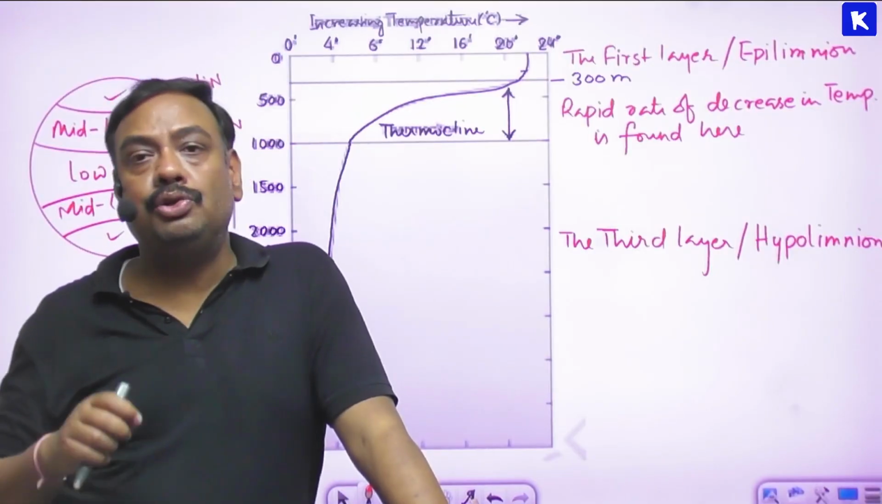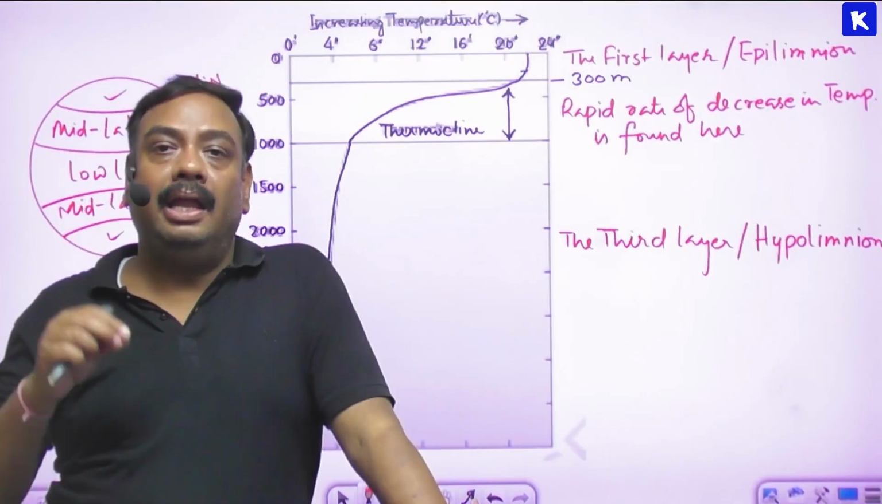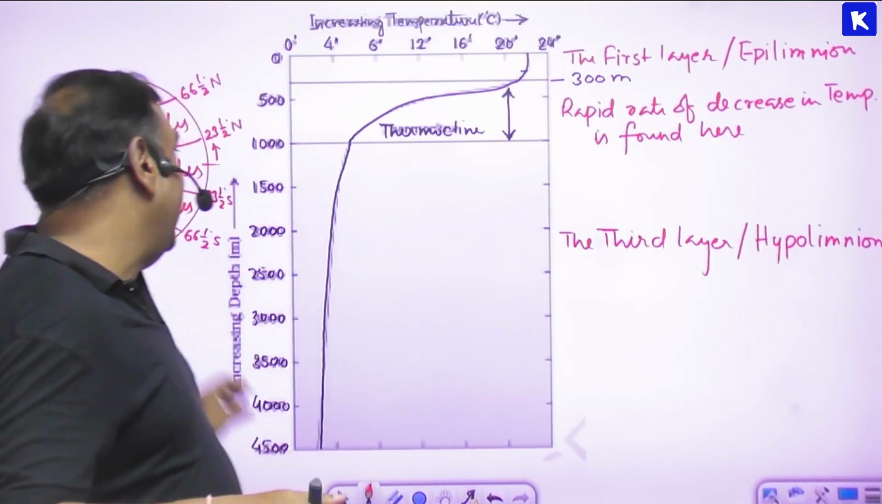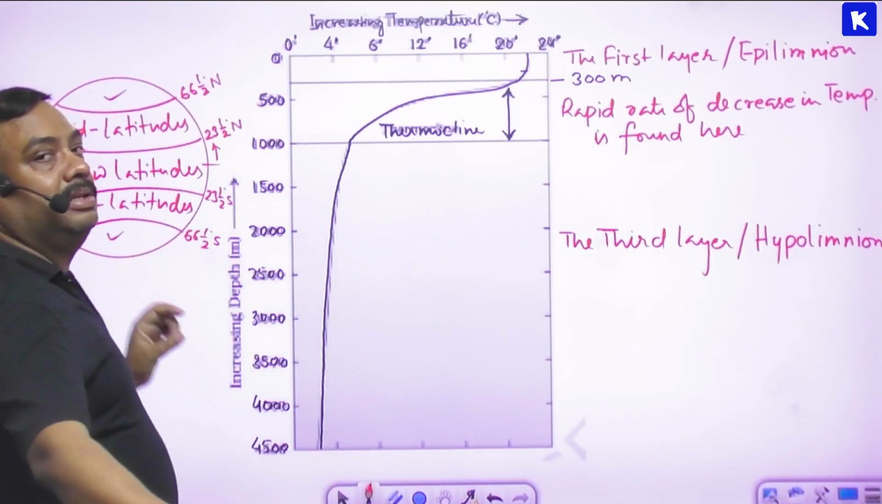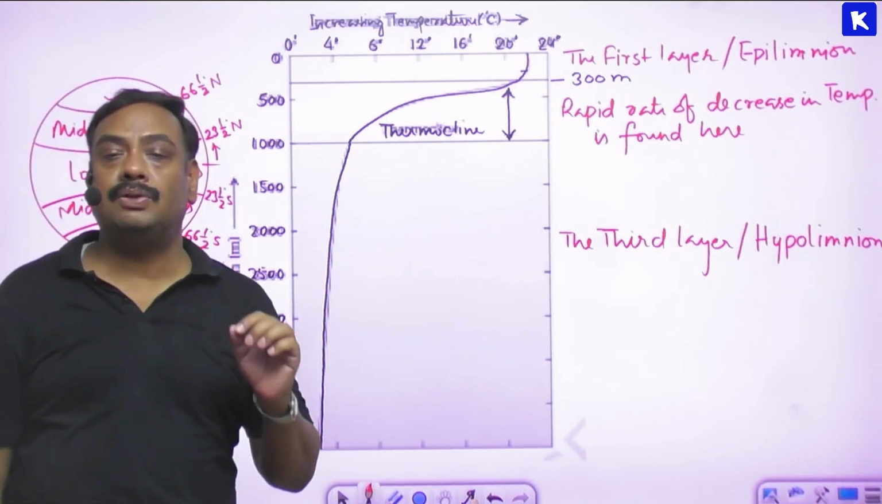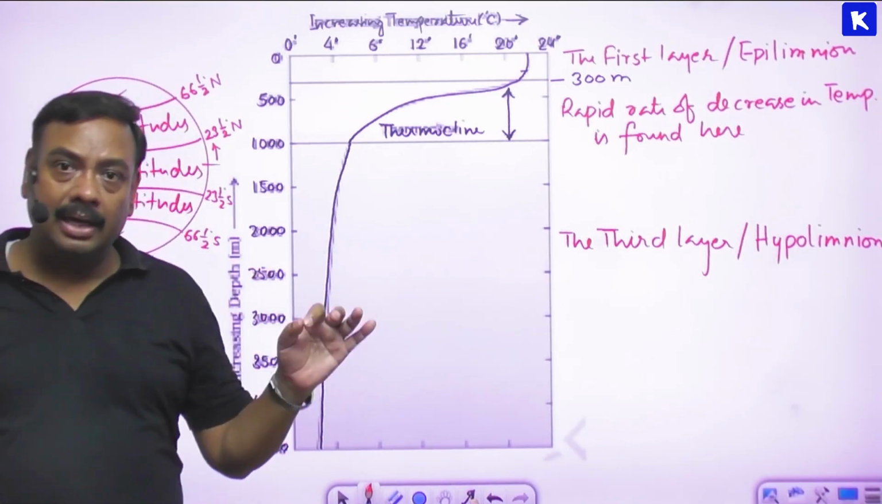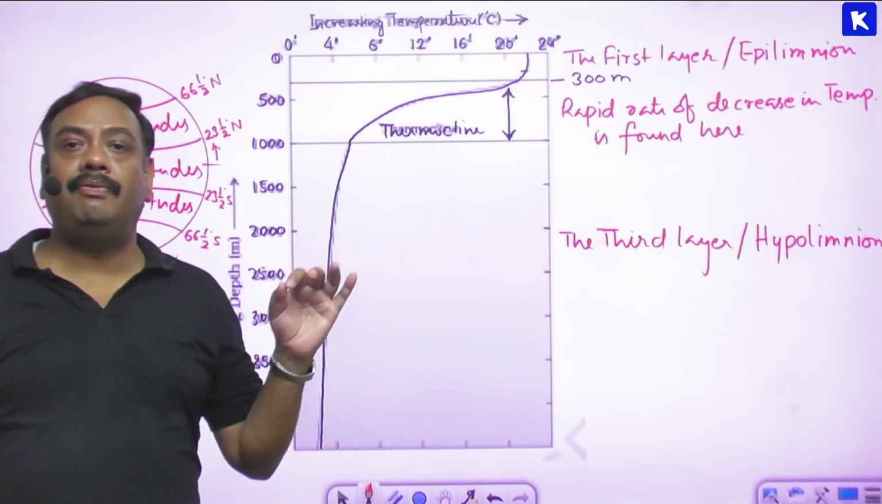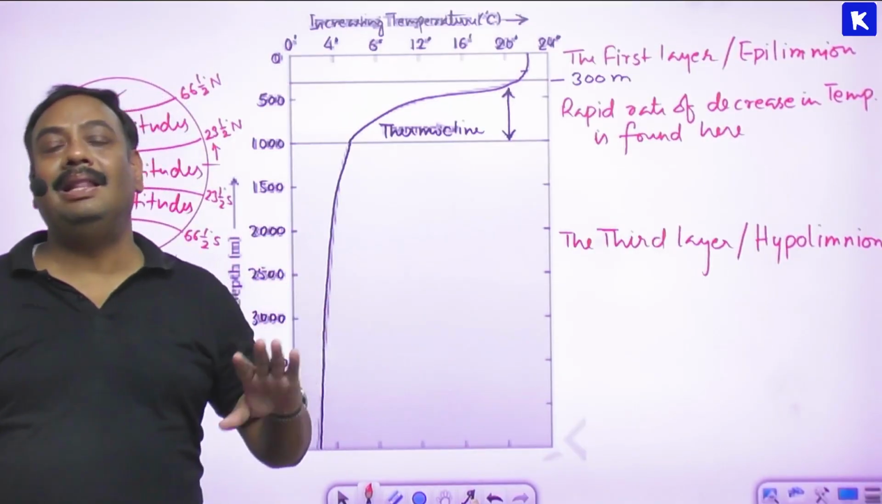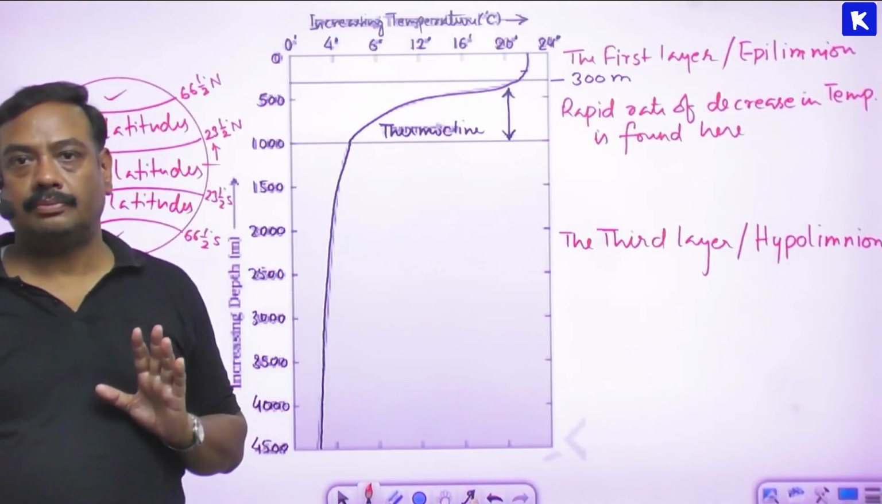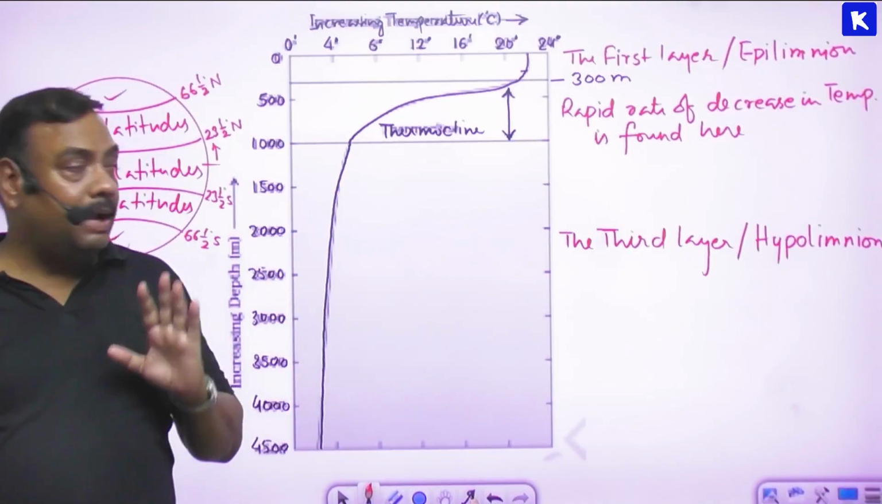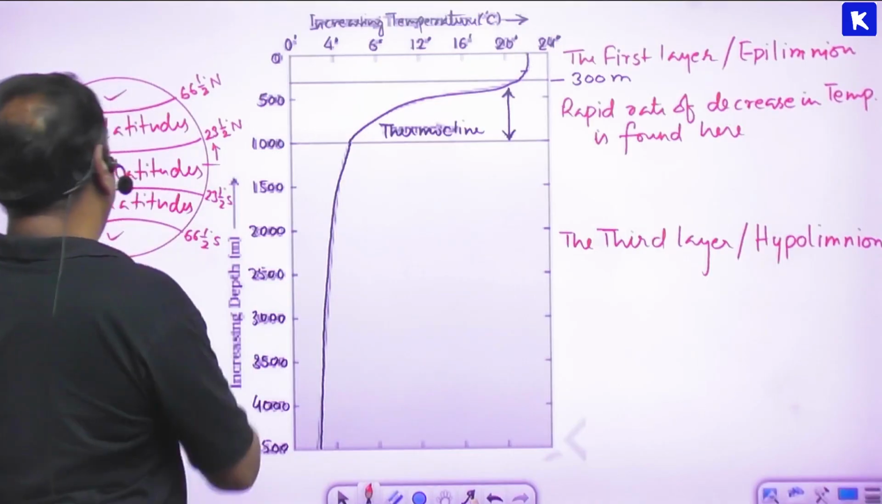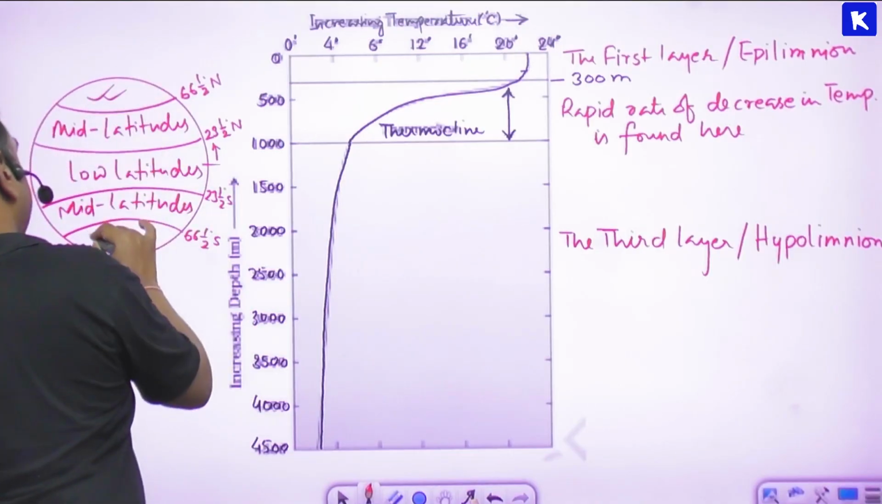So what you should remember from here is that in the tropical zone, in the low latitudinal region, the 3-layer system of distribution of temperature is formed throughout the year. In the mid latitudes, the 3-layer system of decrease of temperature is formed only in their summers. And what happens to the high latitudinal region? What happens to these frigid zones, these two zones?